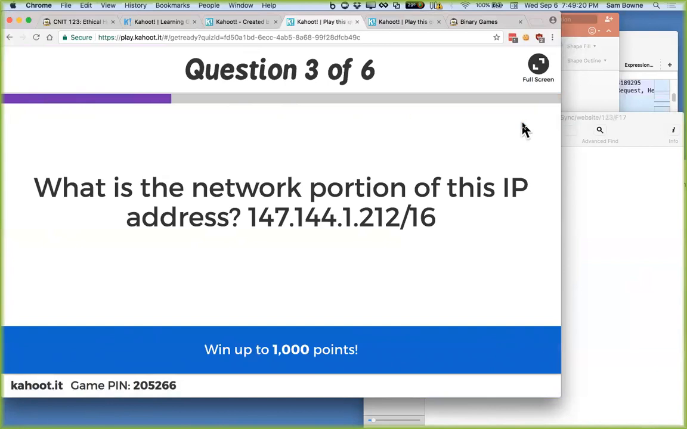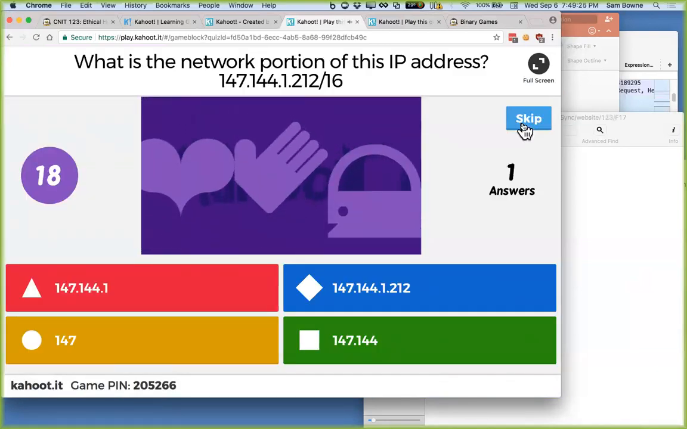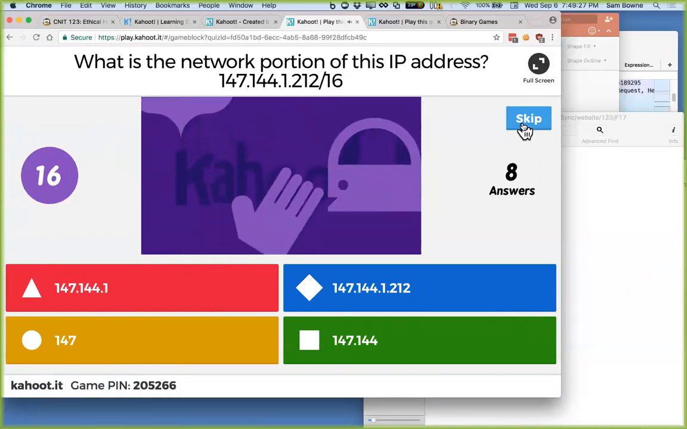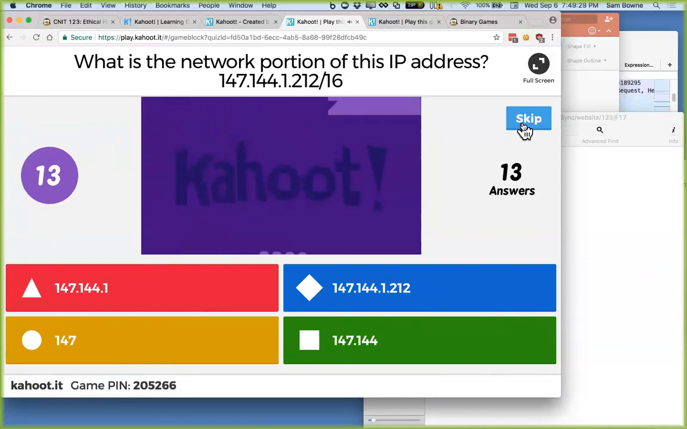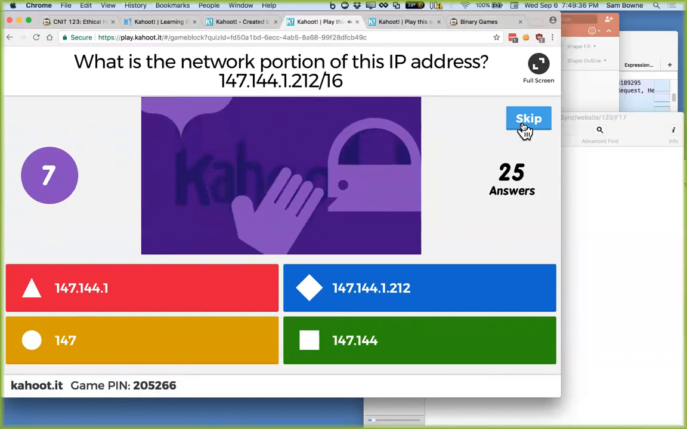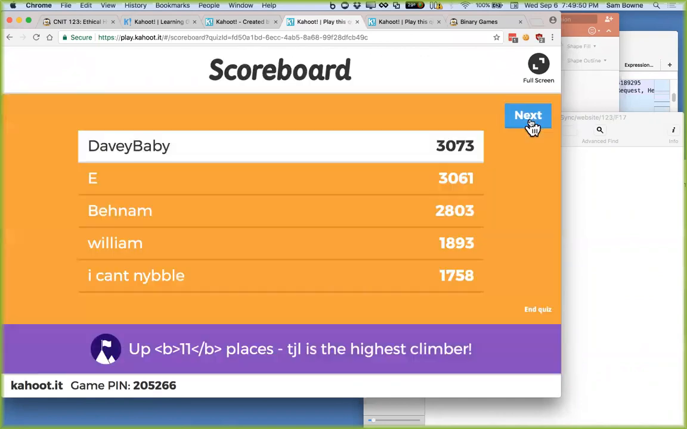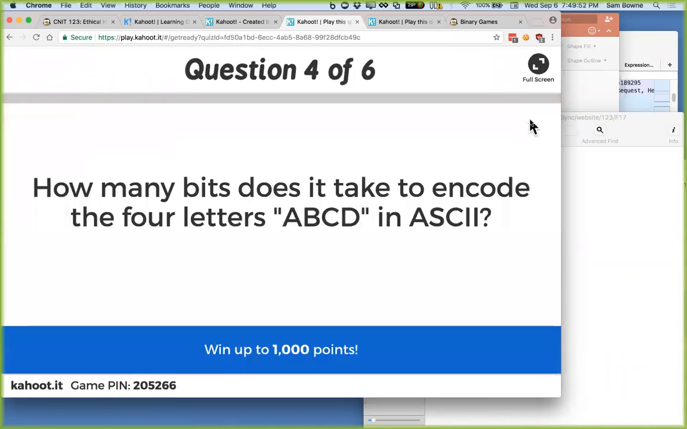What's the network part of that address? That's the City College web server address. That's it. 147, 144, most popular answer. The /16 tells you that it's in agreement with the class B that it should be. First 2 bytes are the network portion. Oh, it's still going. All right.